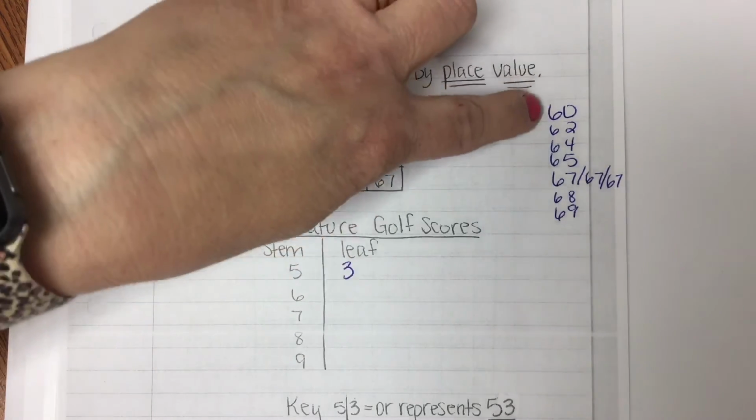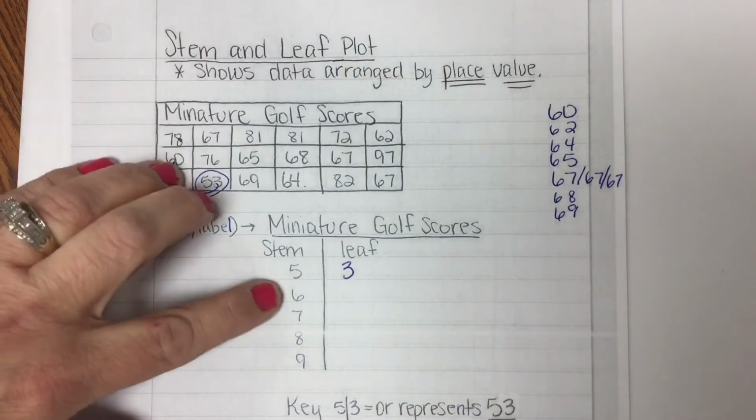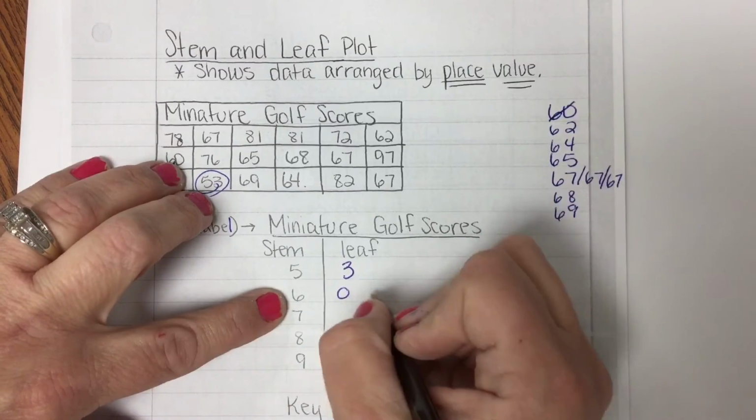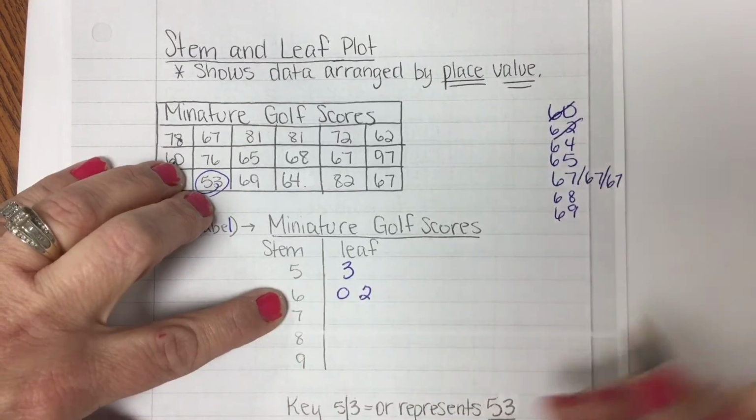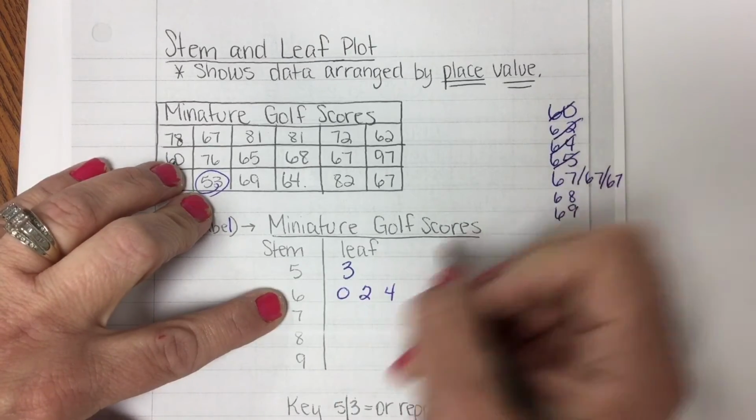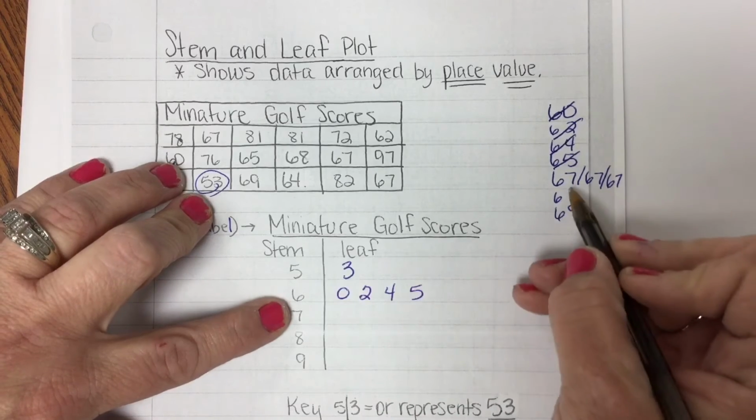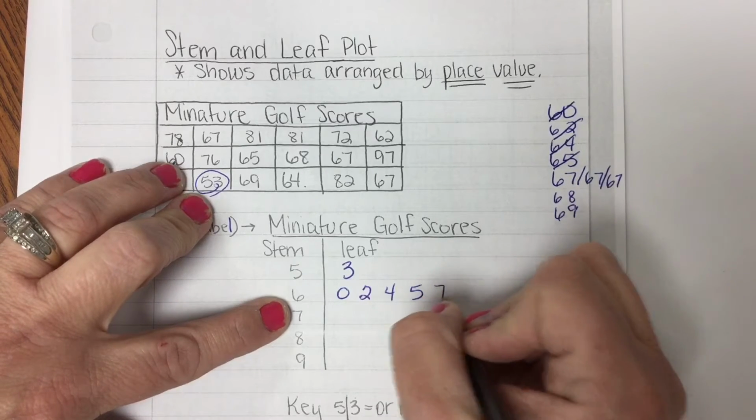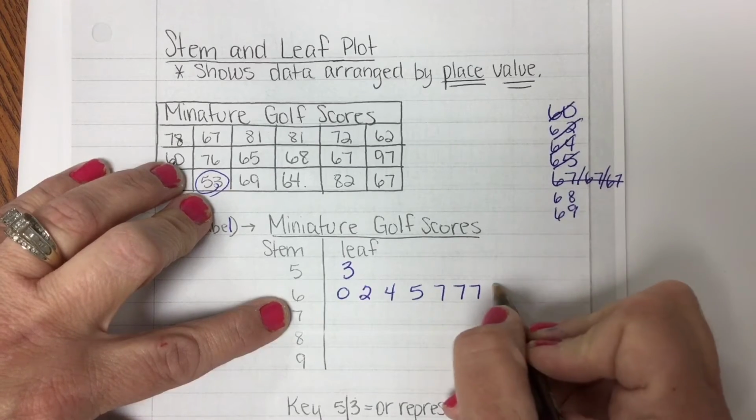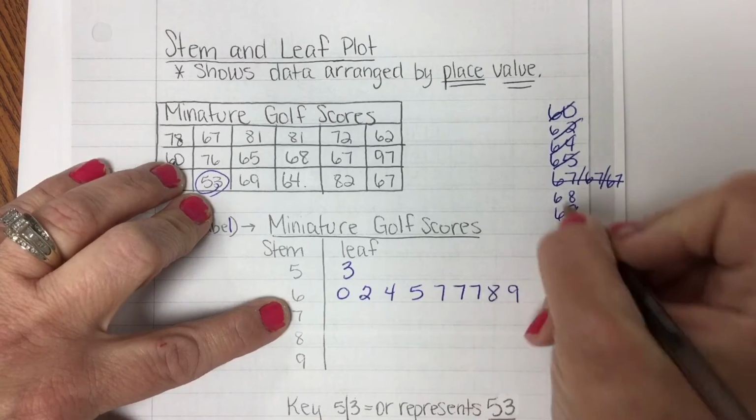Okay, remember on the leaf, you only put the numbers that you use. So I have a 60, so I'm going to put a 0. I have 62, so I'm going to put a 2. I have 64, 65, and then I have 3 67s, so I'm going to put 3 7s, and then I'm going to put an 8 for 68, and a 9 for 69.